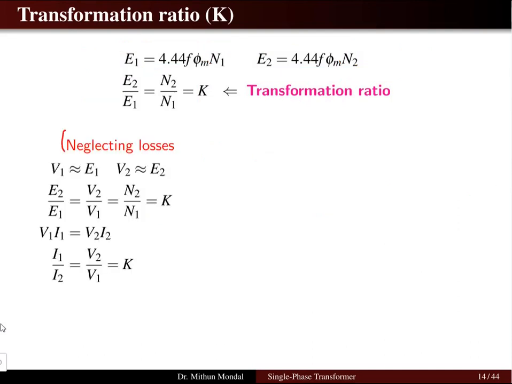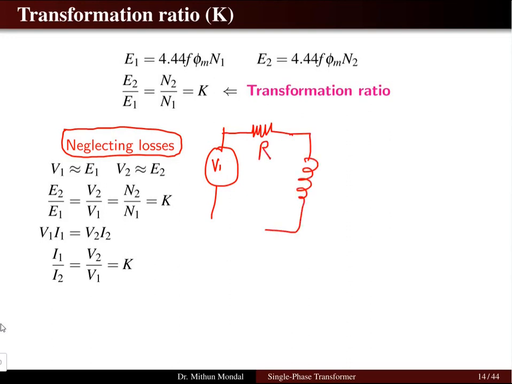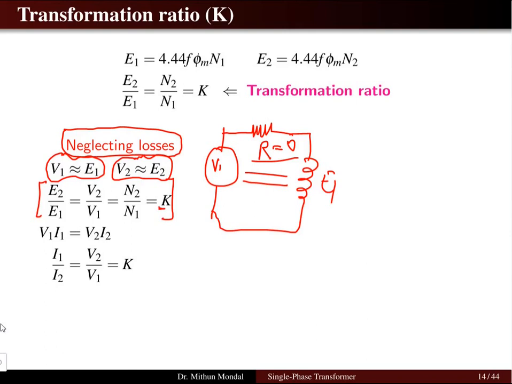Now if we neglect the losses in the transformer, when we are supplying the voltage V1, the coil will have some resistance. If we neglect this resistance, and the induced EMF we are getting is E1, then V1 is approximately equal to E1, and V2 is approximately equal to E2. The transformation ratio E2 by E1 is equal to V2 by V1 is equal to N2 by N1 is equal to K. So this ratio is very important. We use it often to solve numericals.